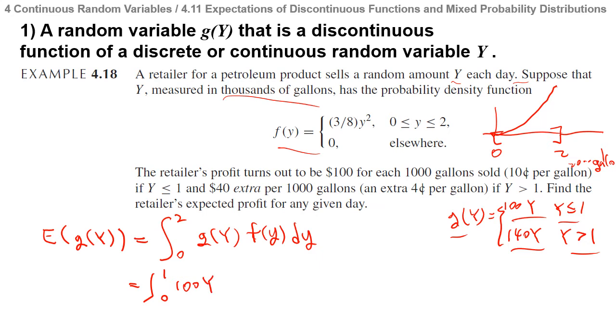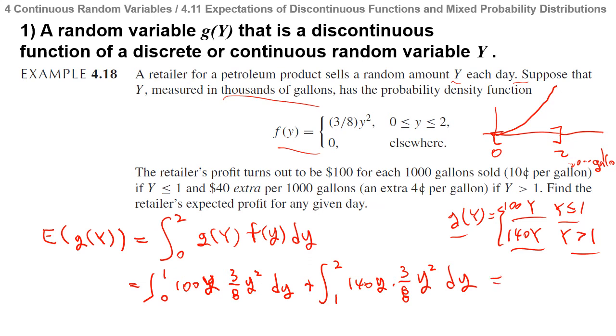So this is from 0 to 1, 100y times f(y), which is 3/8 y squared, dy, plus from 1 to 2, 140y times 3/8 y squared, dy. Okay, I will leave the calculations to you. If you solve these two integrations and sum them up, you will get the answer for this question. So this is the first type, a random variable g(y) that is a discontinuous function of a discrete or continuous random variable y.